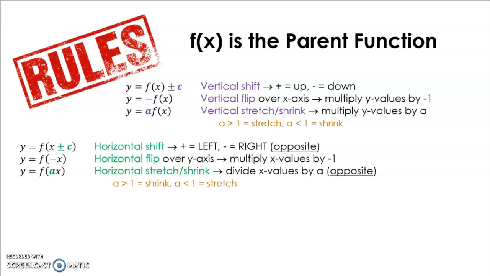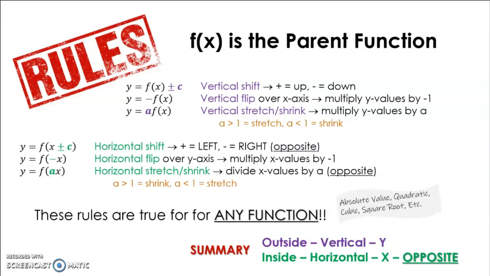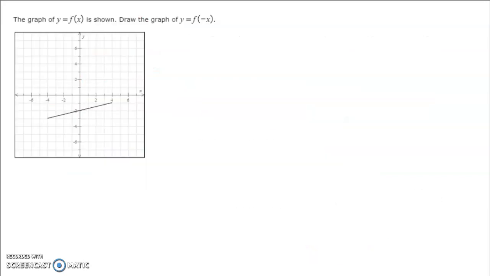What's nice is these rules are true for any function. Absolute value, quadratic, cubic, square root, on and on and on. So as long as you can remember these rules, which once we've done a few, I think you'll see that you can remember them, you'll know how to handle any function. And a quick summary here is that if it's outside, it's vertical, that affects y. If it's inside, it's horizontal, that affects x, and it's usually the opposite. So let's look at an example.